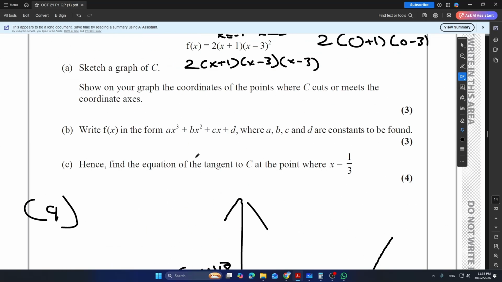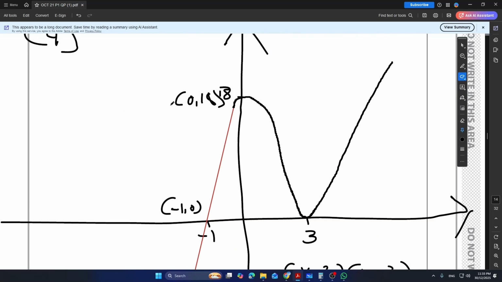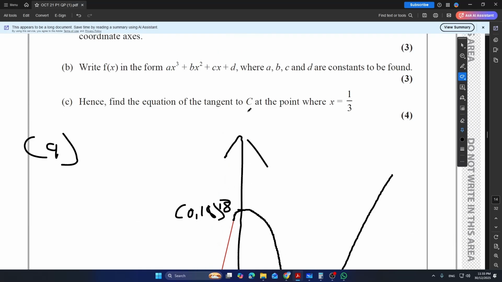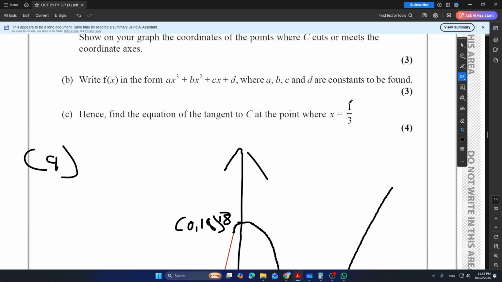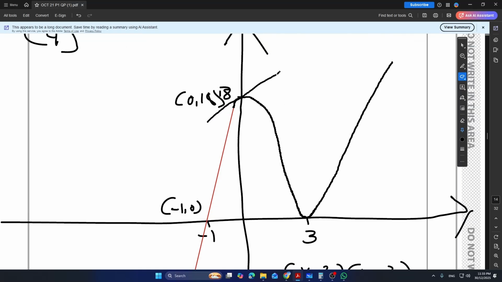Now it says here, find the equation of the tangent at C, where x equals 1 over 3. So we have the equation C. Now a tangent can be anywhere, but it says the tangent at C where x equals 1 over 3. So let's say around here, the tangent is going to look something like this, touching at a point.